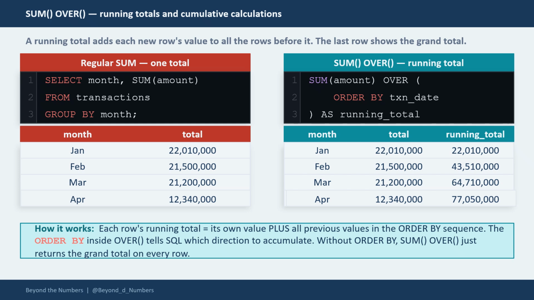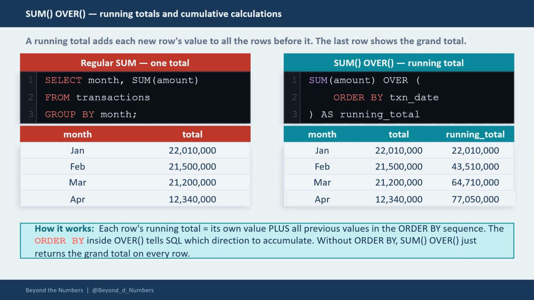Moving forward, we move to the sum over function, which gives you a running total. Every row gets the sum of all previous rows plus its own. So look at the 2 examples we have side by side. On the left, the regular sum with group by, right? What it does is January shows 22 million, February shows 21.5. Each month stands alone. You cannot see how they accumulate.